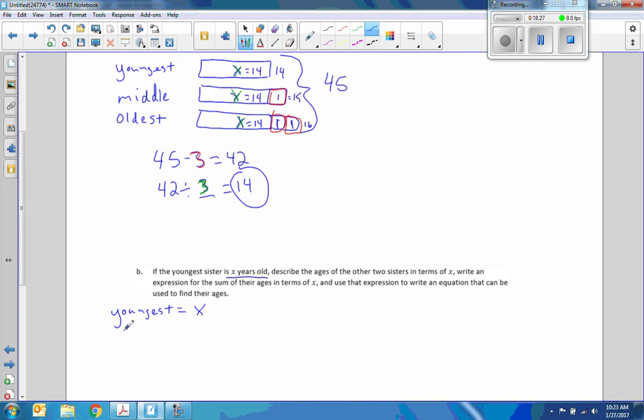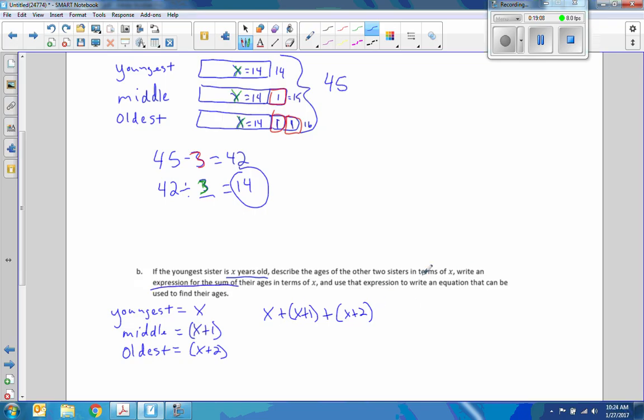Okay? The middle child, or second, is that amount of years plus 1. Okay? And then the oldest is the youngest plus 2 years. Okay, so we're just saying x plus 2. X plus 1, x plus 2. And there are our 3 consecutive integers. So the sum of their ages would be x plus x plus 1 plus x plus 2. Okay, there is the written expression.